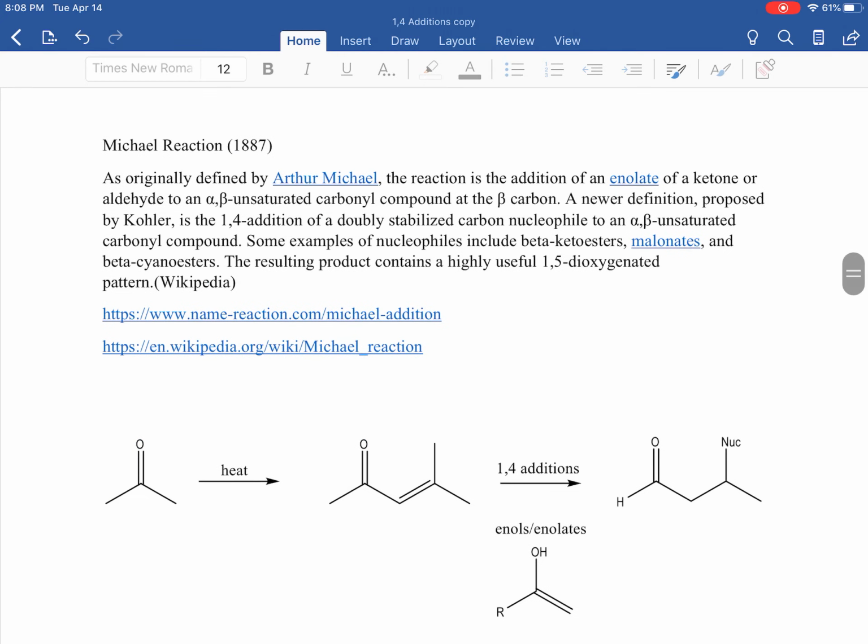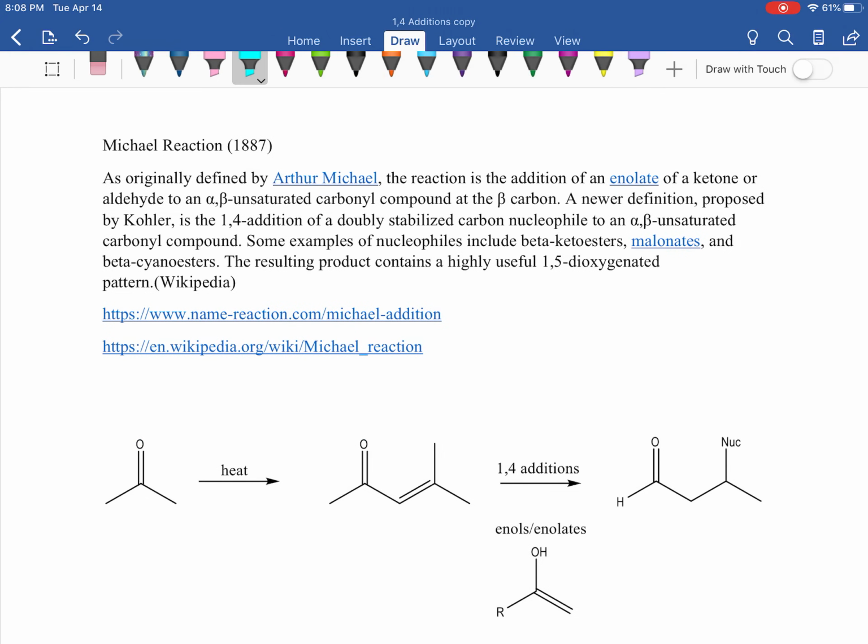Michael additions actually started, whoa, what happened? Michael additions actually started in the 1800s. Can you believe that? I mean, no idea what an electron was, and he is reacting enolates and 1,4 additions. I mean, it's ridiculous. This reaction has been around for so long. So I've included some fun links for you here. There's a nice Wikipedia link. This little paragraph comes from Wikipedia. It has exactly what we were just saying. Hang on a second. Why has this been around for 150 years?